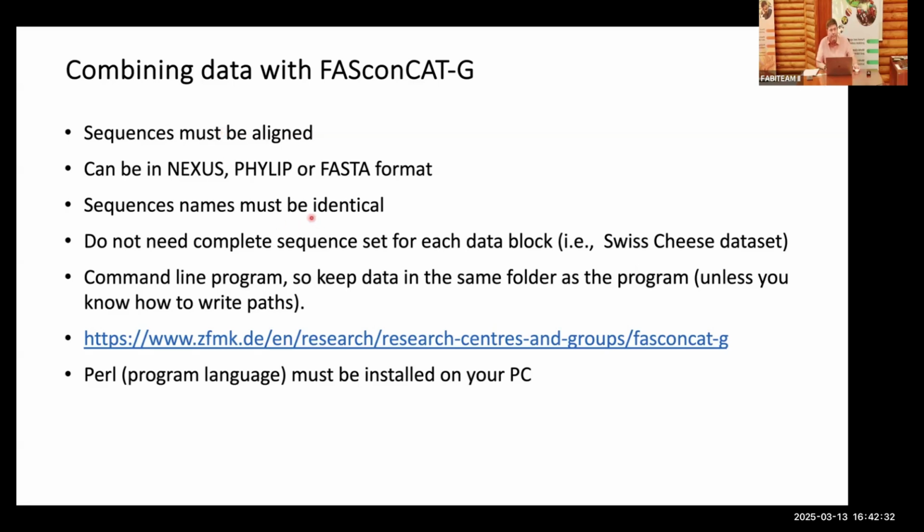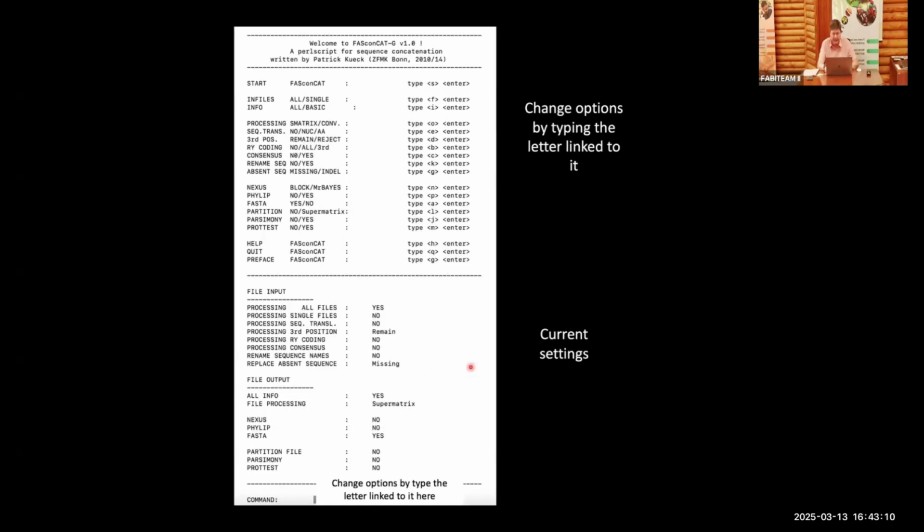It is a command line program, so it runs from your command line. For Windows, it's command prompt, and for Linux or Mac, it's the terminal. You can download the program from this website, and you must have Perl installed on your PC. For Windows users, you can use Strawberry Perl. Just go on the Perl website, that's a programming language, download it and install it on your computer. So I'm going to show you now how to use it.